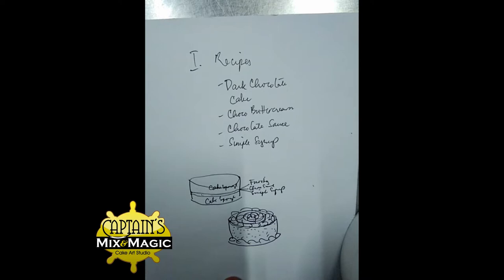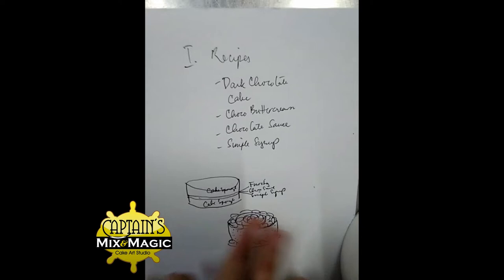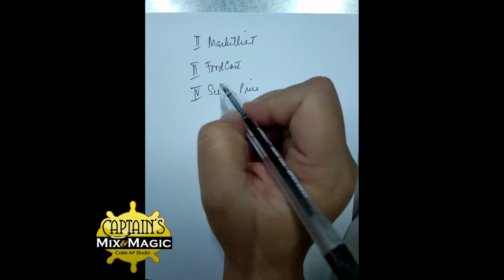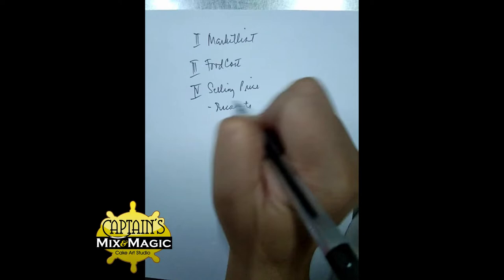Okay? Second part of the video is the market list, kasi ililista natin yung ingredient price. Third is yung food cost. And finally is yung ating selling price. Okay? I'll also teach you how to go about doing promos like discounts. Okay? Or freebies.